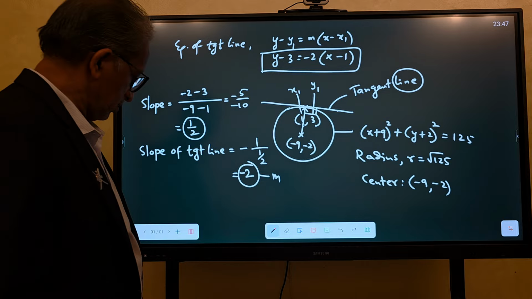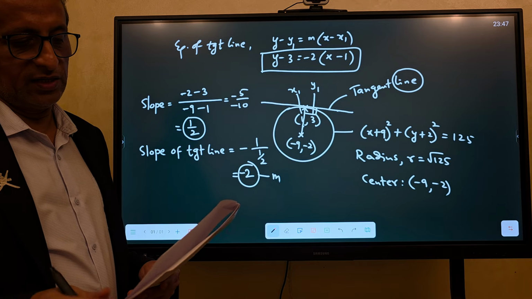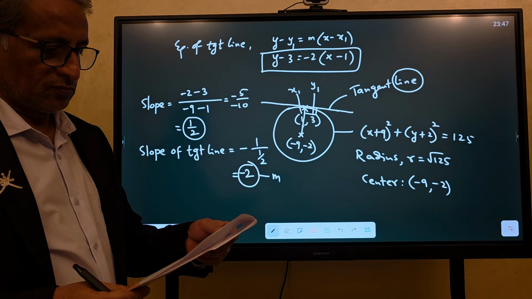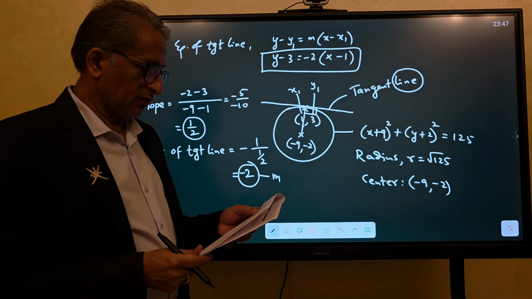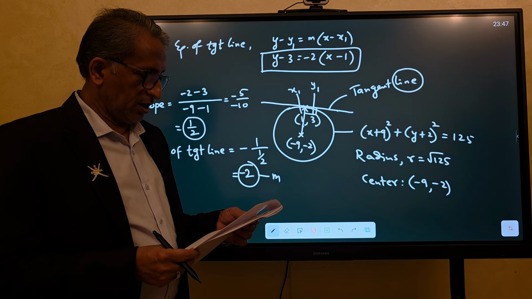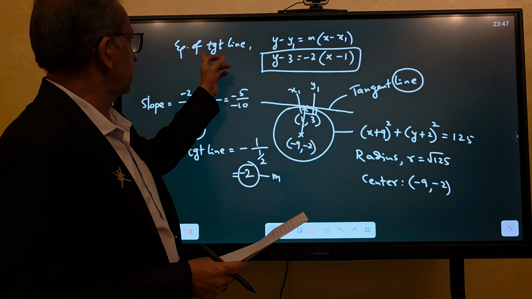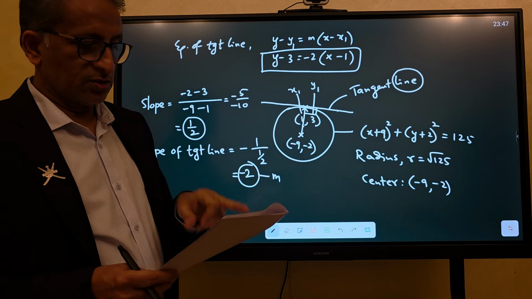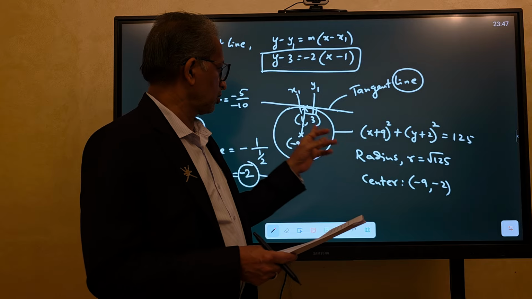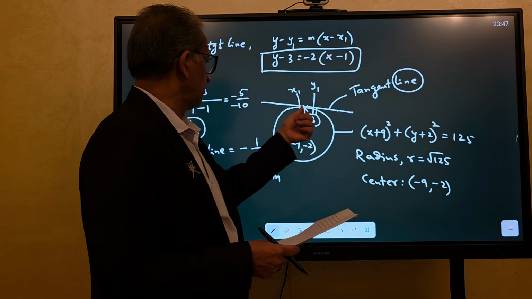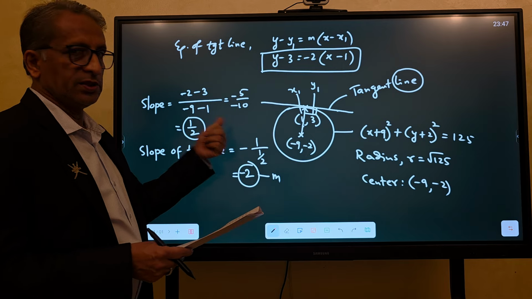So this is how we solve examples 23, 24 and 25 in the same way. Even the next is also the same. Question number 26 is also the same: find the equation of the tangent to the circle. In questions 27 and 28, you are not asked to find the equation of the tangent line, but to find the slope of the tangent line the same way. So find the center, then find the slope of the line through the center, then take minus 1 by that, and that will be the slope.